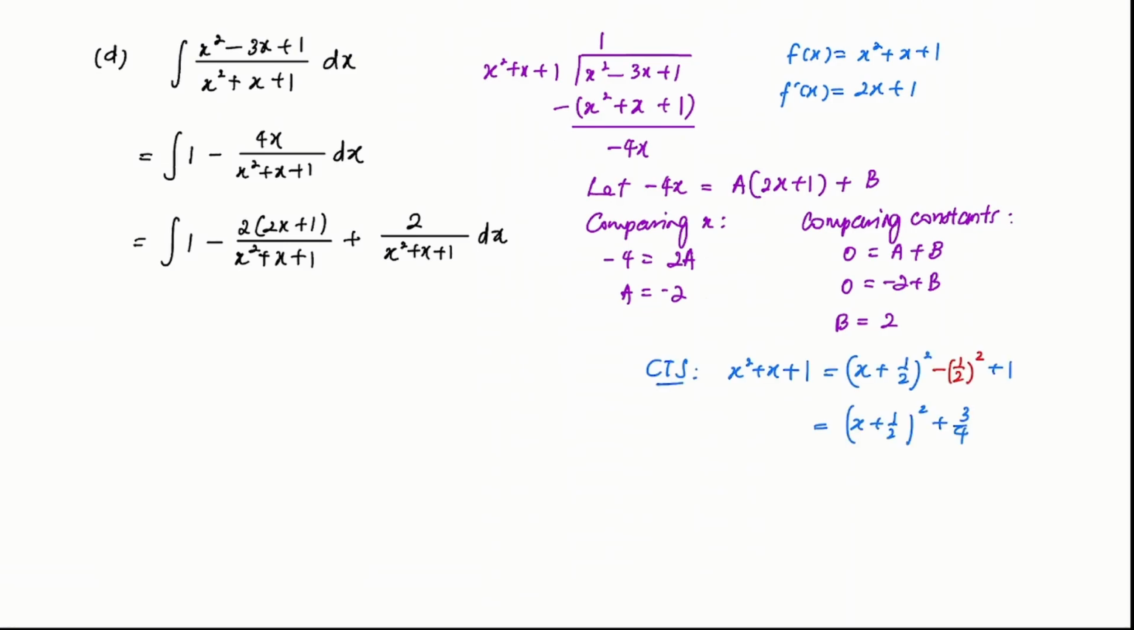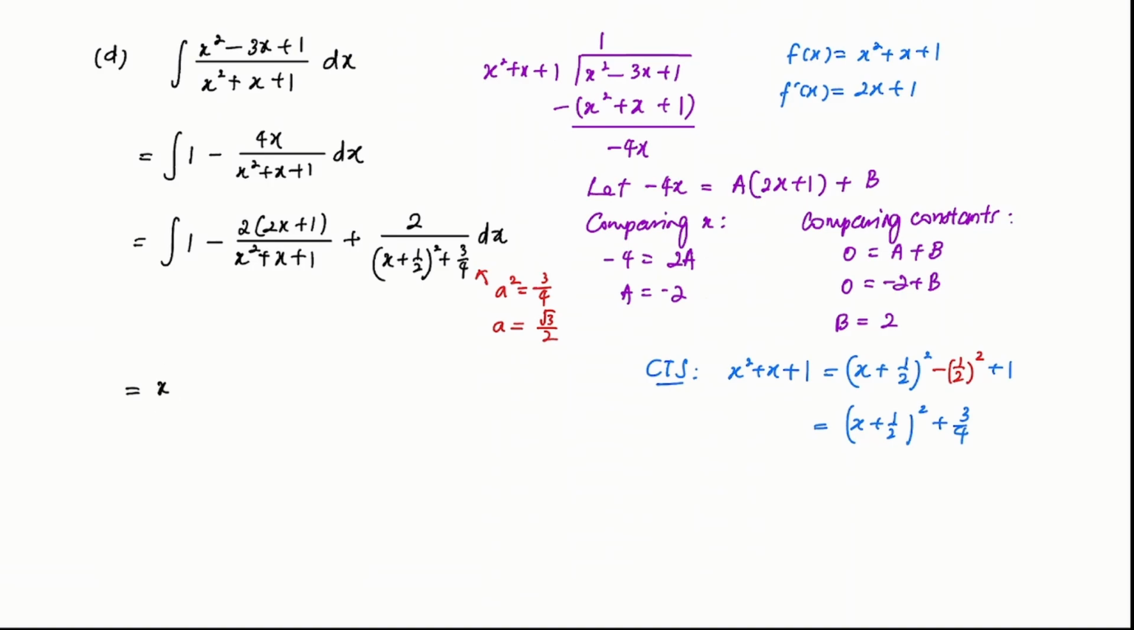Okay, and because of this, let me update the denominator to the completed square form. Alright, and then take note over here that this one, a square is equal to 3 over 4. So a, the positive root, would be root 3 over 2, which we'll be using a bit later. Okay, so now let's try to integrate then. Integrating 1 will give us x.